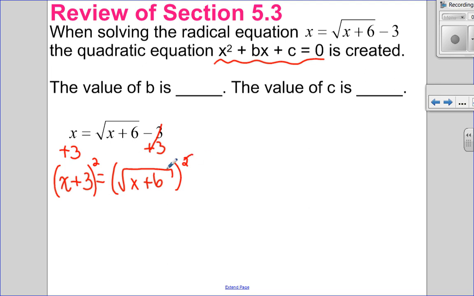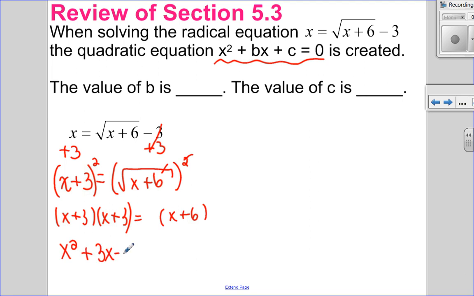So squaring and square rooting are inverse operations, so they cancel each other out. And then I want you to remember, when you have a binomial, I want you to write that out 2 times so you don't make a silly mistake. So left side, x plus 3 times x plus 3, right side, just x plus 6. So applying my distributive property, I have x squared plus 3x plus 3x plus 9 equals x plus 6.